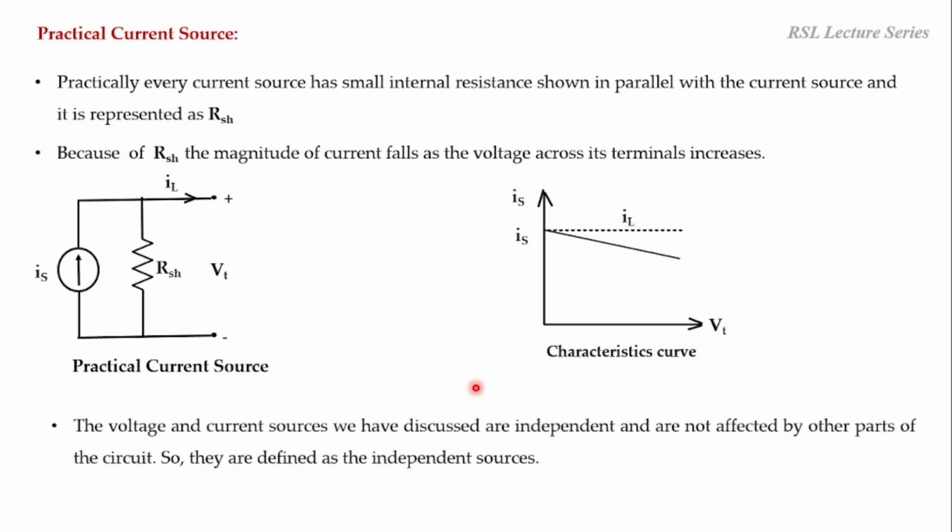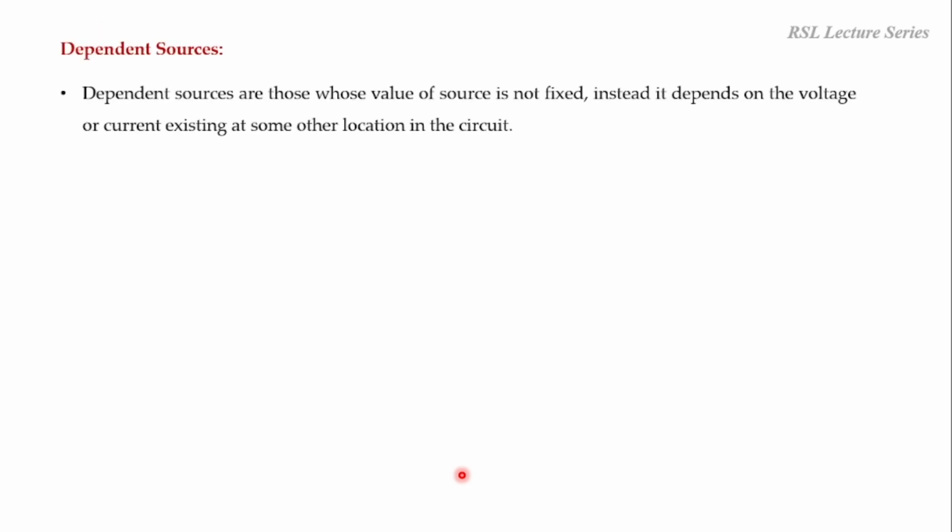The sources we have discussed so far are independent sources. They are completely independent of each other and are not affected by any other parts of the circuit. So they are defined as independent sources. Now we'll see dependent sources. Dependent sources are those whose value is not fixed. Instead, it depends on the voltage or the current existing at some other location of the circuit.